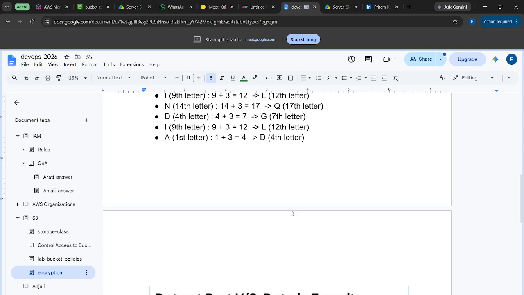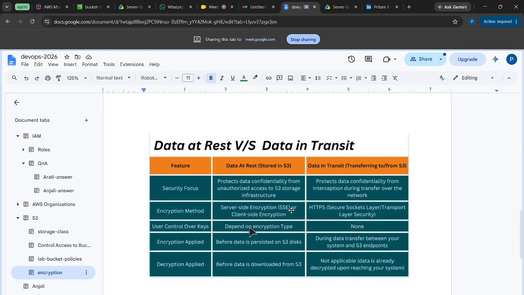Now let's take a look at the slide. Any doubt, Durga, over the encryption and decryption method? No. Continue. Okay.